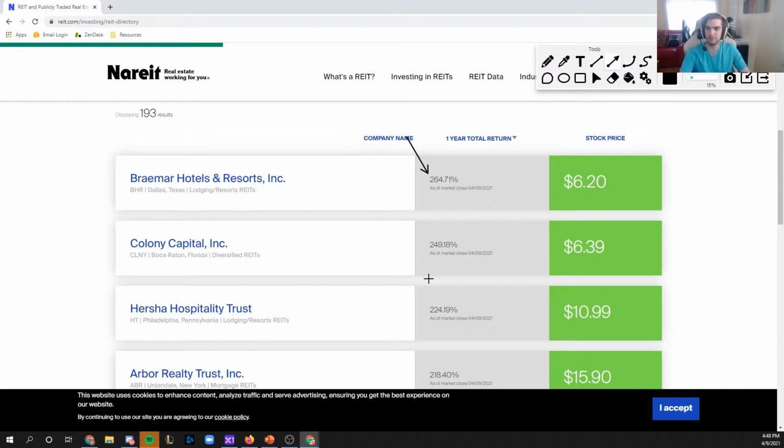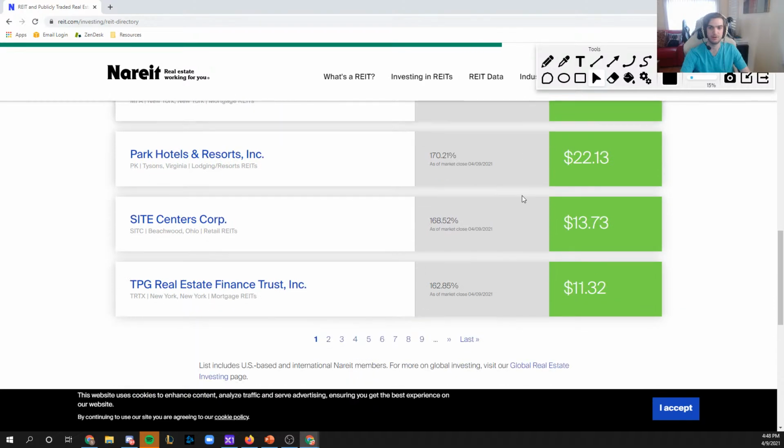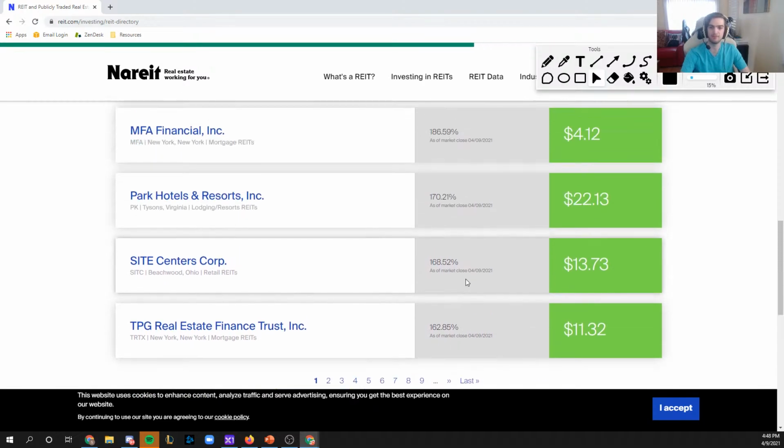We also have the percent return that that specific REIT has given us in 1 year. Again, let's look at this. 265% return. Pretty big. Couple more that are above that.